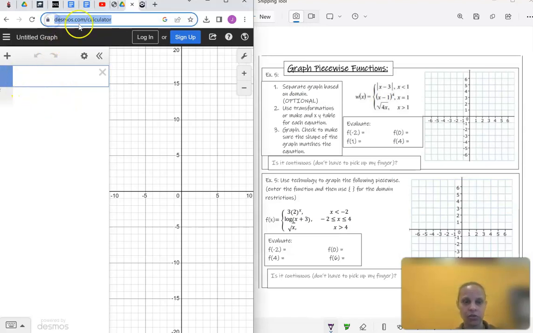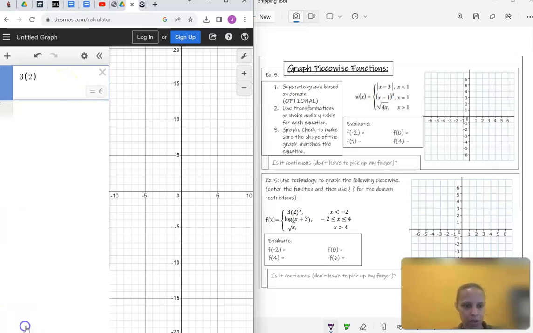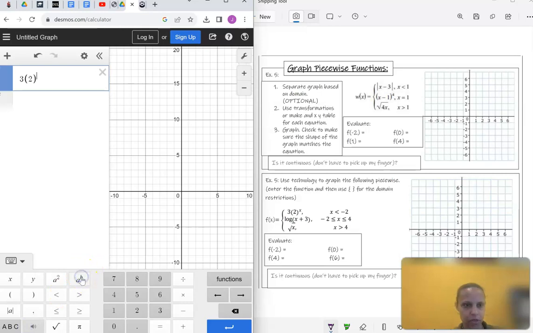So right here, desmos.com/calculator, pick graphing, and you're just going to type in exactly what the equation looks like. So whatever you see, you actually type in. To the power of x, you would hit that button right there, x. So just make sure it matches exactly what it says there.